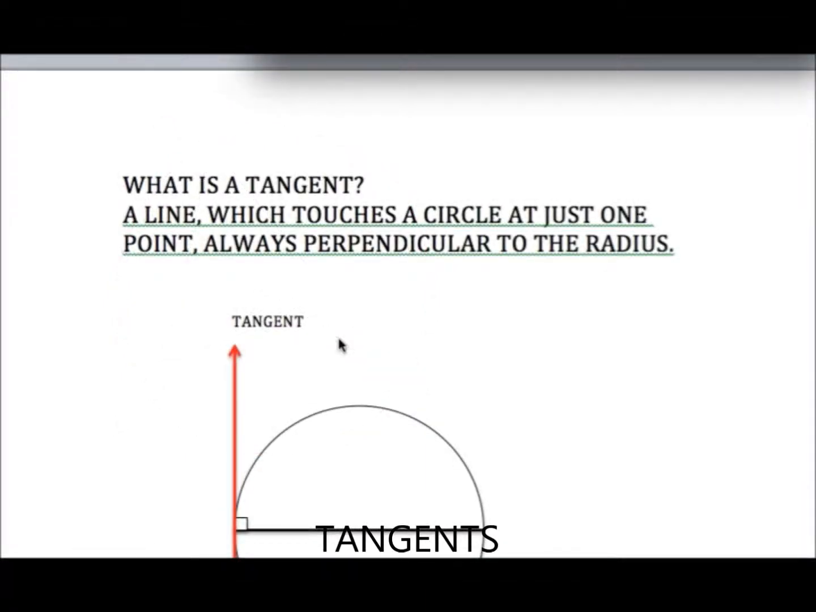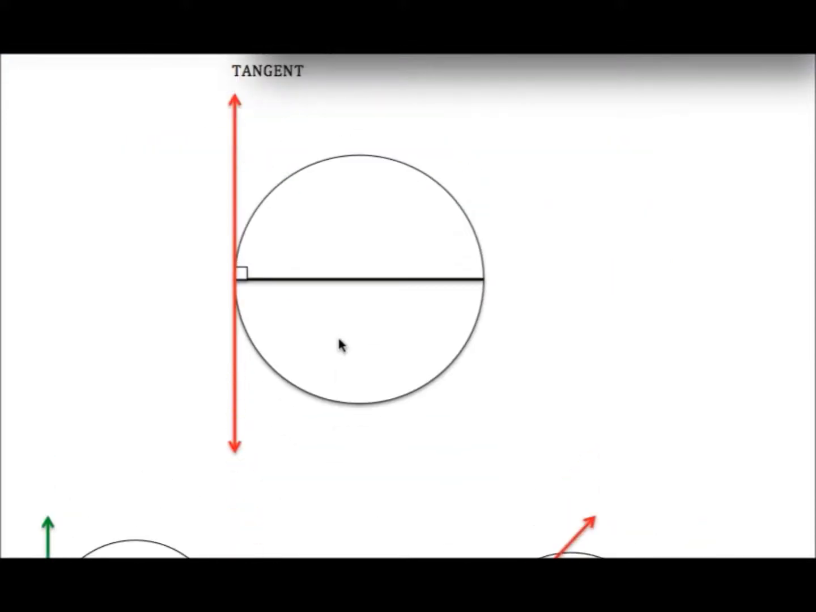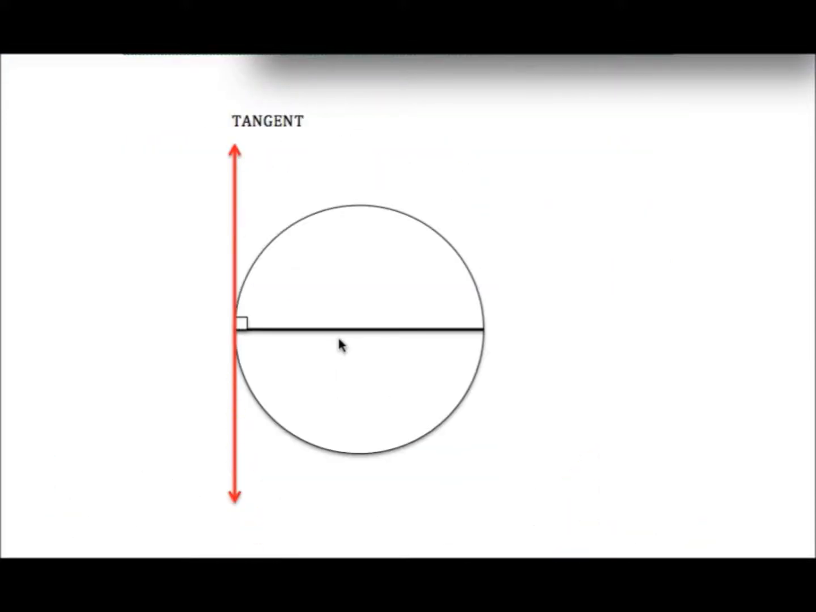Okay, so what is a tangent? A tangent is basically a line which passes through the circumference of a circle, only touching it once. So it's perpendicular to the radius. So here we have a clear example of a tangent. It's marked red. We have the diameter here, which is the size of a radius. We know, it's marked as a perpendicular angle, as shown here.